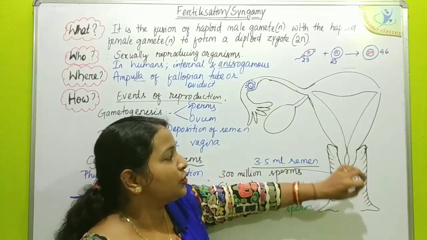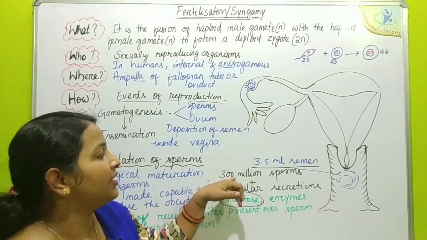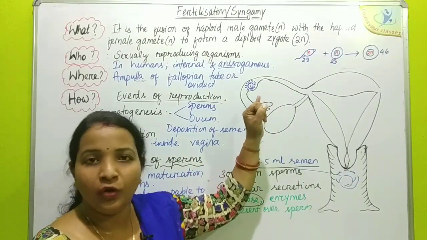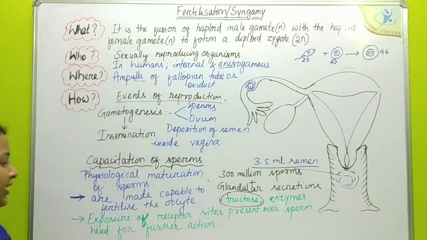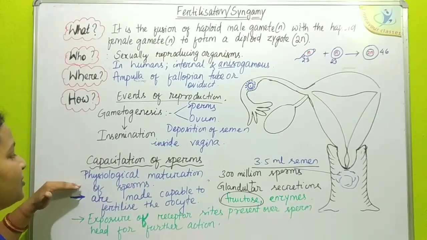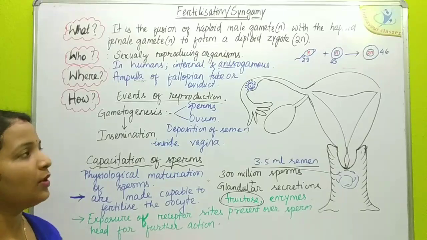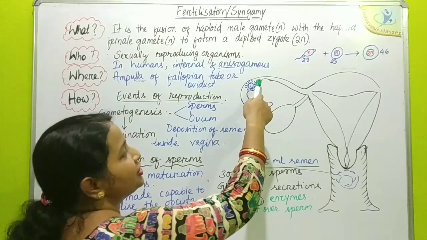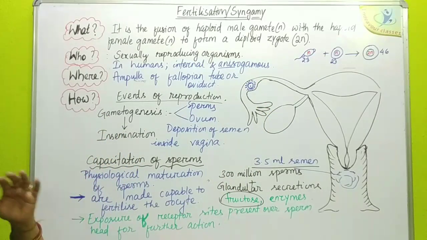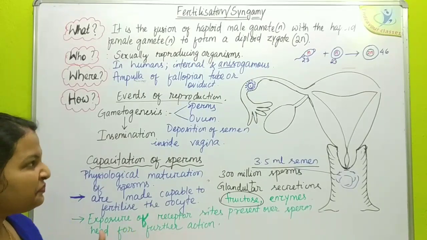That means only 200 sperms out of these 300 million sperms gain their ability to fertilize the ovum. That process of gaining ability is called capacitation. Otherwise you can say that this is the physiological maturation of sperms. Now the capacitated sperms reach the surface of the secondary oocyte near the corona radiata layer for fertilization, and the whole process of capacitation takes about 5 to 6 hours.